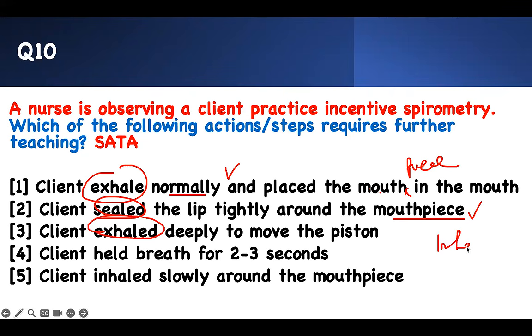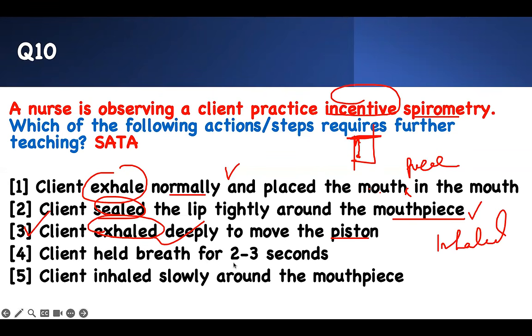This is what patients make mistakes on all the time. They need to inhale deeply to open their lungs. Incentive spirometer is designed to open your lungs to break atelectasis. So they need to inhale deeply to move the piston. If this is the incentive spirometer, there is a piston here. You inhale deeply, you push the piston up there. So exhalation is wrong. So this is wrong.